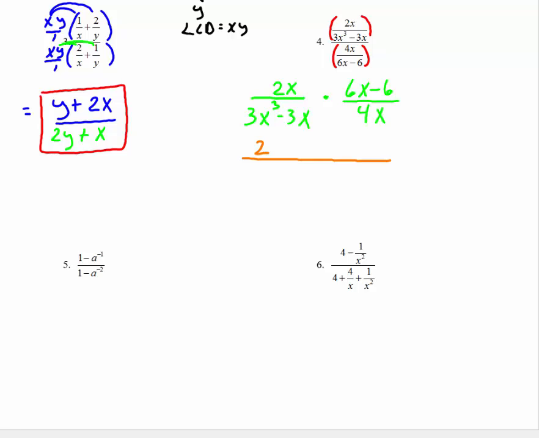Well, 2x cannot be factored, so I'll leave that as is. In the denominator, 3x cubed minus 3x, I could factor out a 3x. When I factor out a 3x, I'm left with x squared minus 1. That can be factored farther, but I'll wait. Another numerator was 6x minus 6, so I'll take out a 6 and I'm left with x minus 1. And the other denominator, 4x, will leave us 4x.